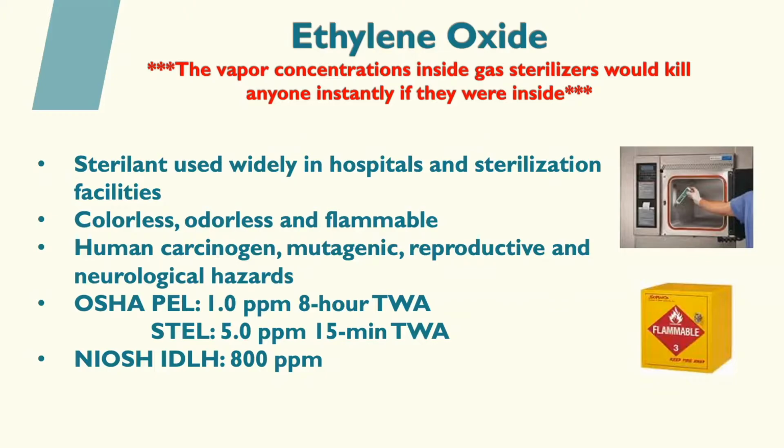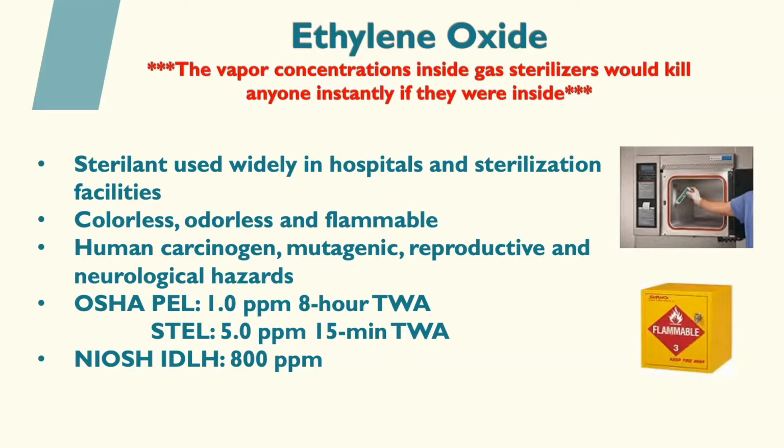Ethylene oxide is widely used in hospitals and sterilization facilities. It's colorless, odorless, and flammable. It's a known human carcinogen, mutagen, reproductive, and neurological hazard. OSHA has a PEL of 1.0 parts per million over an 8-hour time-weighted average, and a short-term exposure limit of 5 parts per million for a 15-minute time-weighted average. And NIOSH has an immediately dangerous to life and health value of 800 parts per million.